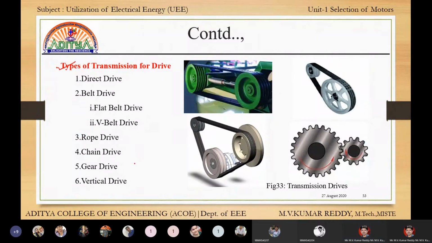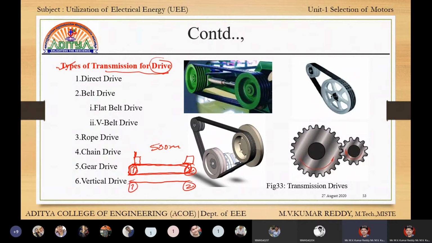Transmission means moving objects from one part to another part. It may be around 500 meters, this length from one point to another point. These can be moved on a belt. This is called a transmission for drives. Here, these 1 and 2 are called drives.